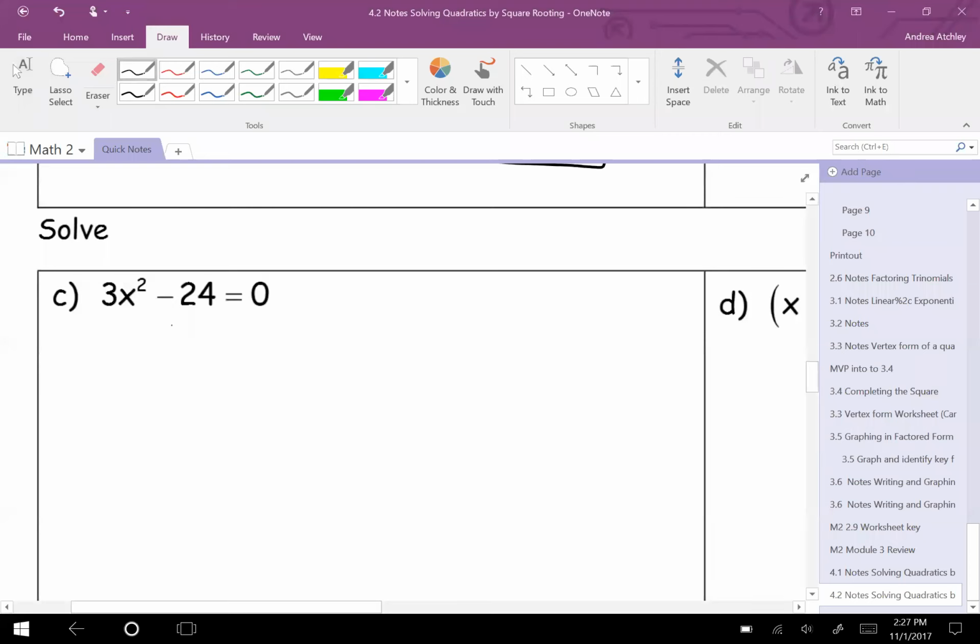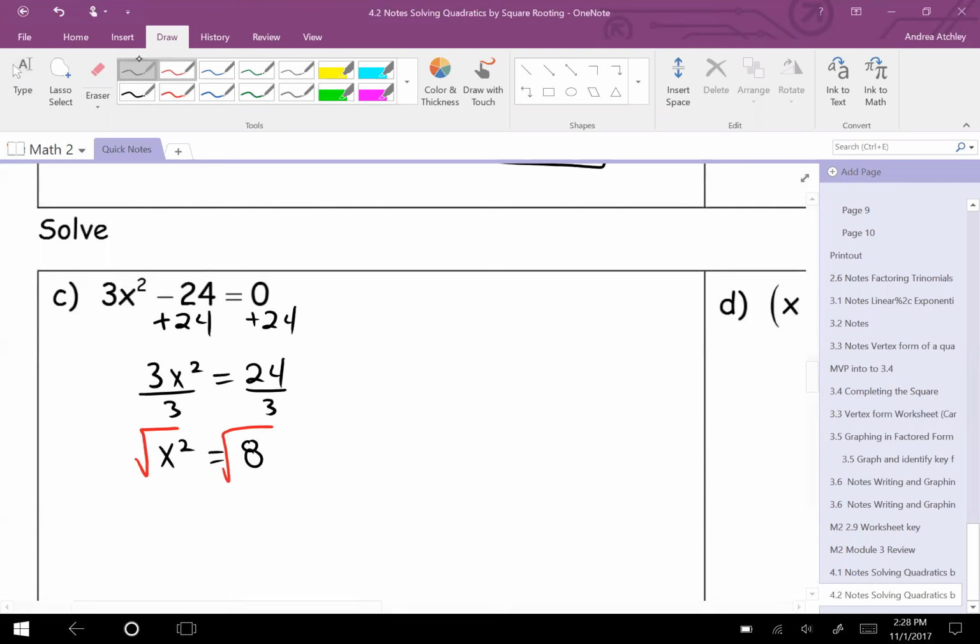Okay, so we should have gotten the x squared by itself, and most of us were able to do this. So I get x squared equals 24 divided by 3 is 8. Then when I square root it, I would get x equals, do I know the square root of 8? No, so it's just the square root of 8. And make sure you have the positive and the negative square root of 8.